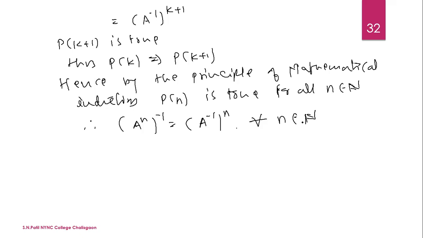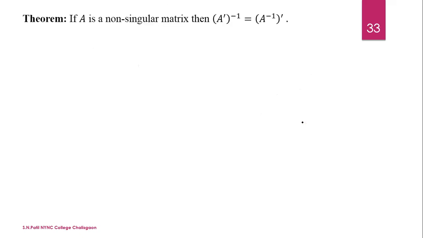Now next proof. If A is a non-singular matrix, then the transpose of the inverse is equal to the inverse of the transpose. Proof is very easy. Let us prove.